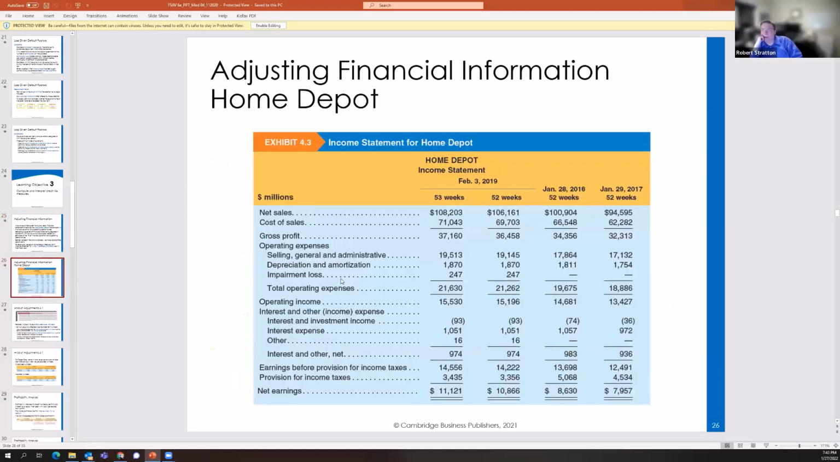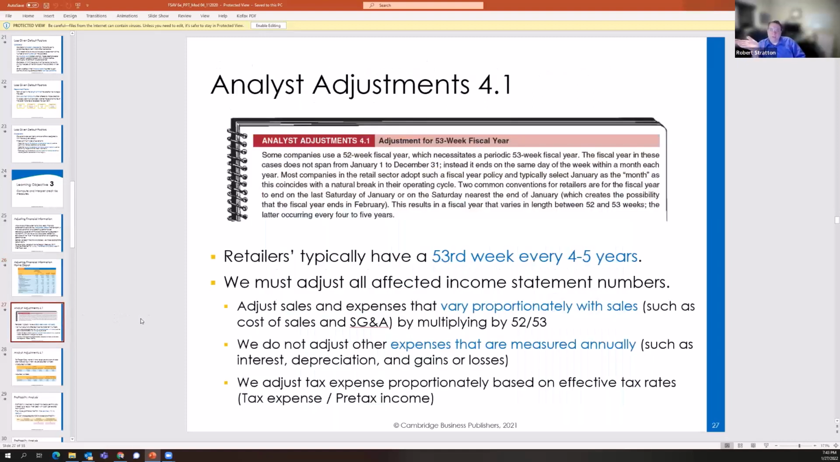So here's an example of how that works. Home Depot in this particular case, when they get to the year that does that, will list it out on their income statement. Not all will do that, so you've got to figure it out and calculate it. How you adjust for that is you take the line items on the income statement that are not yearly items, like interest and depreciation. Those are fine, but the ones that are represented in less than yearly, you multiply by 52 over 53 to give you an equalized amount.